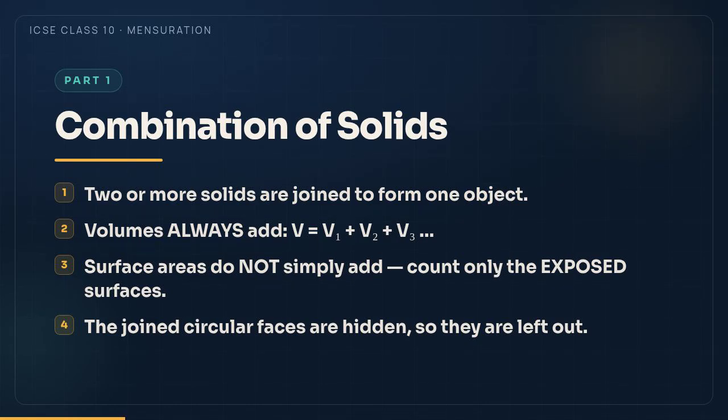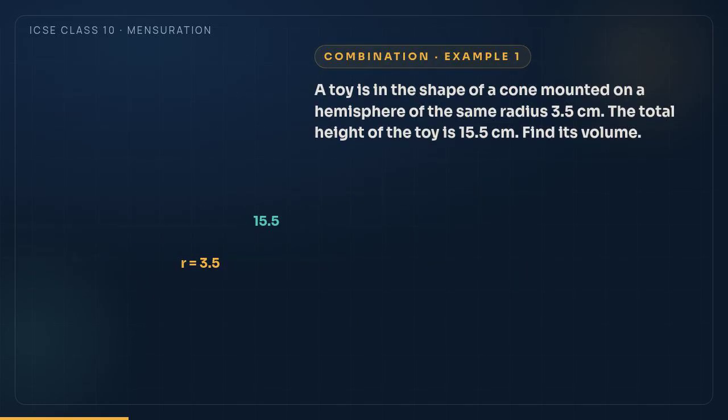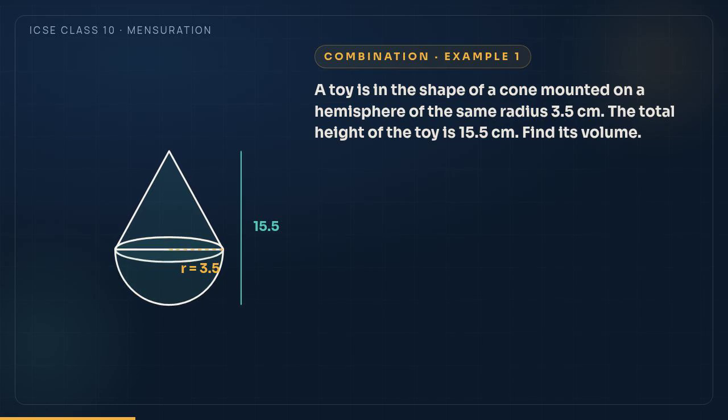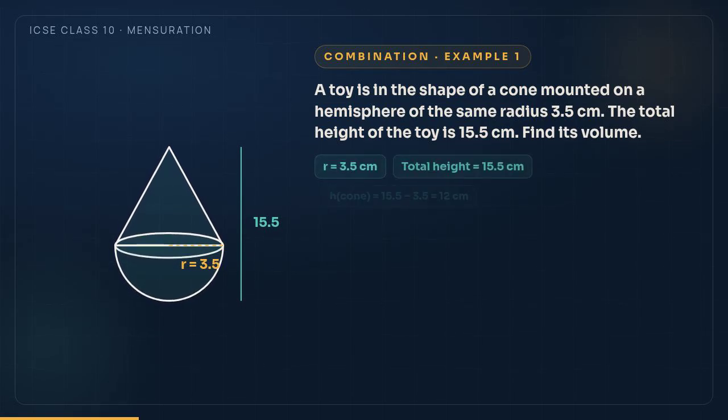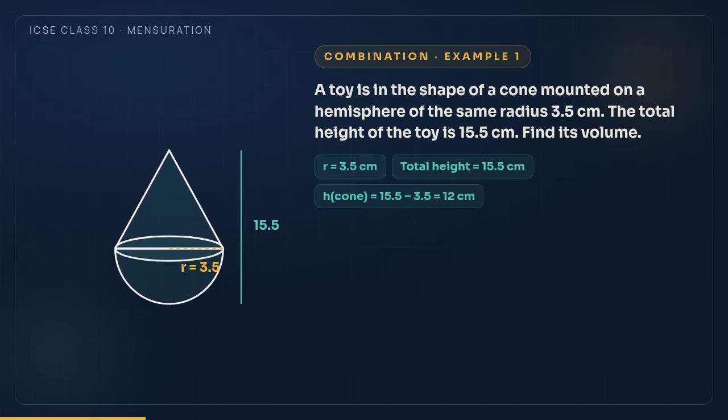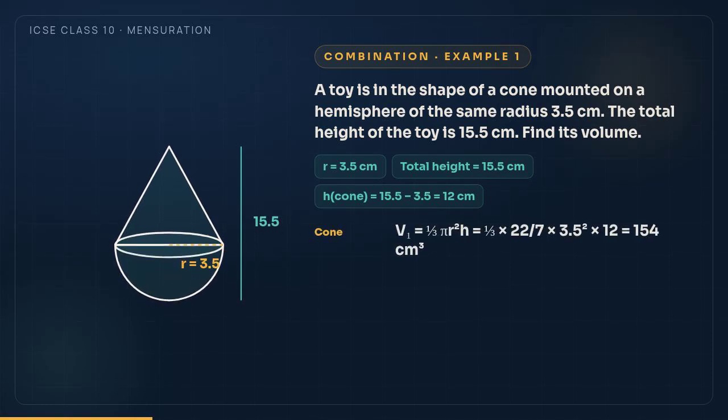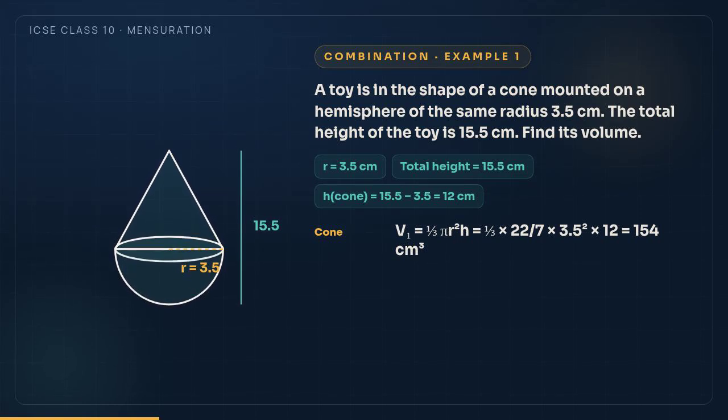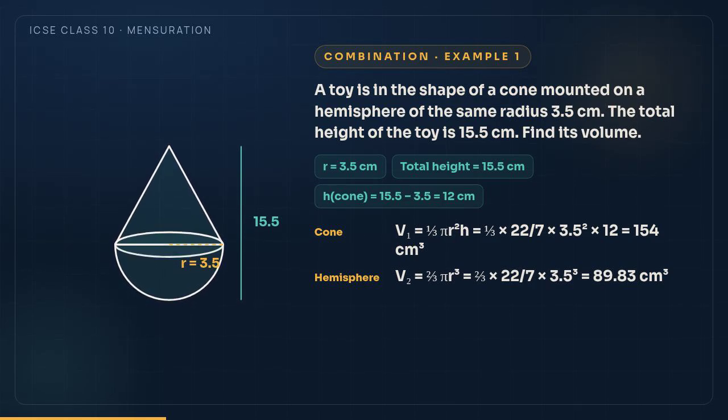surface area. Example 1. A toy is in the shape of a cone mounted on a hemisphere of the same radius 3.5 centimeters. The total height of the toy is 15.5 centimeters. Find its volume. The radius of the hemisphere is 3.5, so the hemisphere contributes 3.5 centimeters of height. Therefore, the height of the cone is 15.5 minus 3.5, which is 12 centimeters.